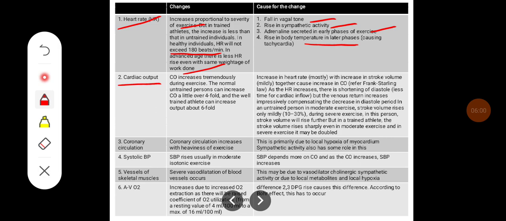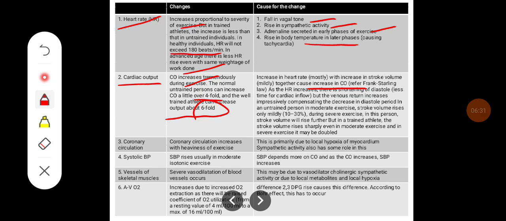If you see the cardiac output changes, the cardiac output increases tremendously during exercise. The normal untrained persons can increase cardiac output little over fourfold, and the well trained athlete can increase the output about sixfold. Increase in the heart rate mostly with increase in the stroke volume together cause increase in the cardiac output, that will be according to the Frank Starling's law.